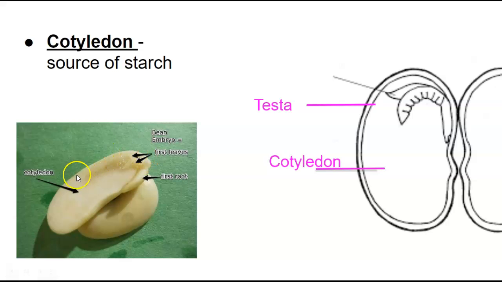The large area here is all food storage. So remember, seeds are underground, and because seeds are underground, they don't get sunlight. They're not doing photosynthesis yet. So they need to have food so that they can use energy to grow their roots and their shoots. And so they have a source of starch. This whole big area of the seed is all just filled with starch to provide nutrients to the little embryo. And this is called the cotyledon. And these two big areas are actually going to become little leaves on the plant.